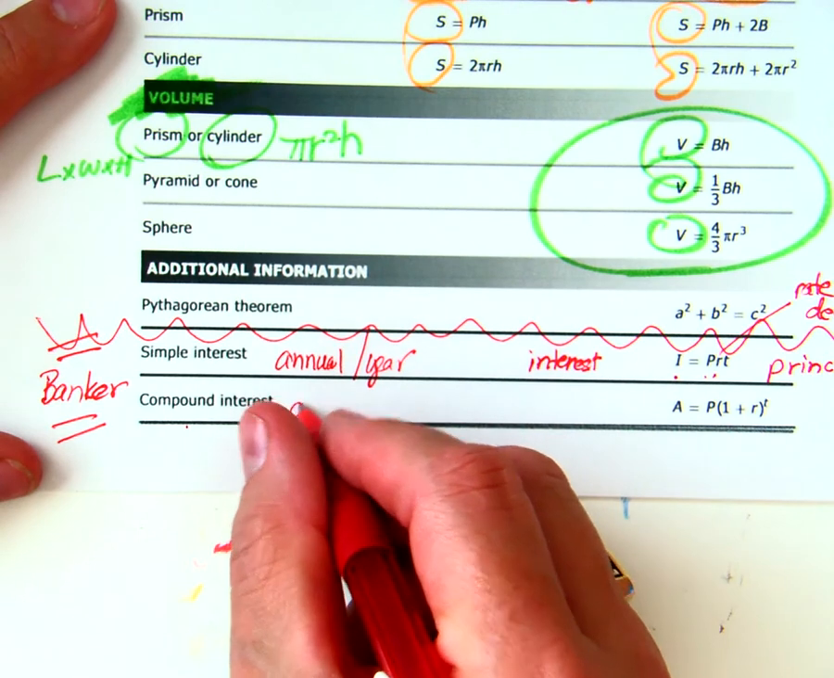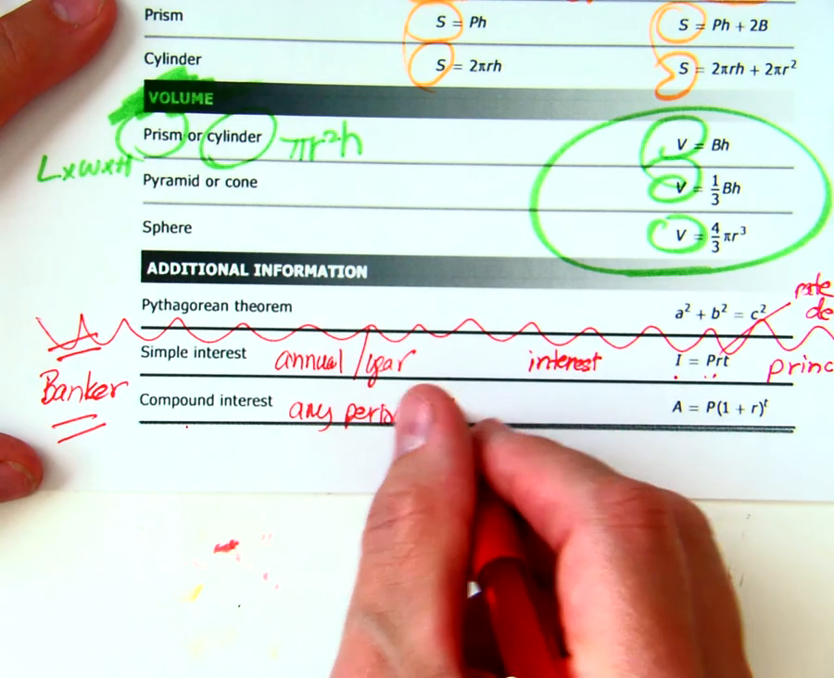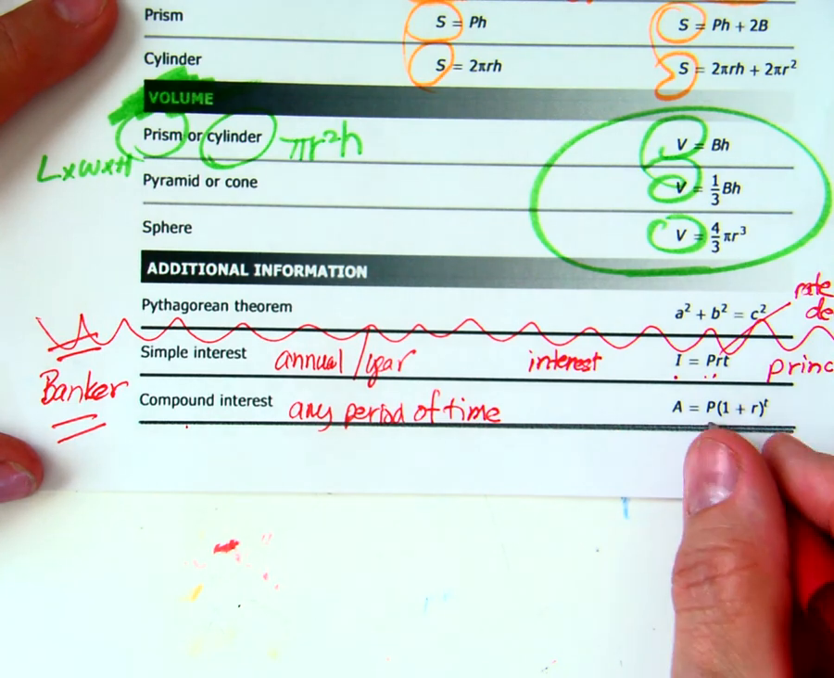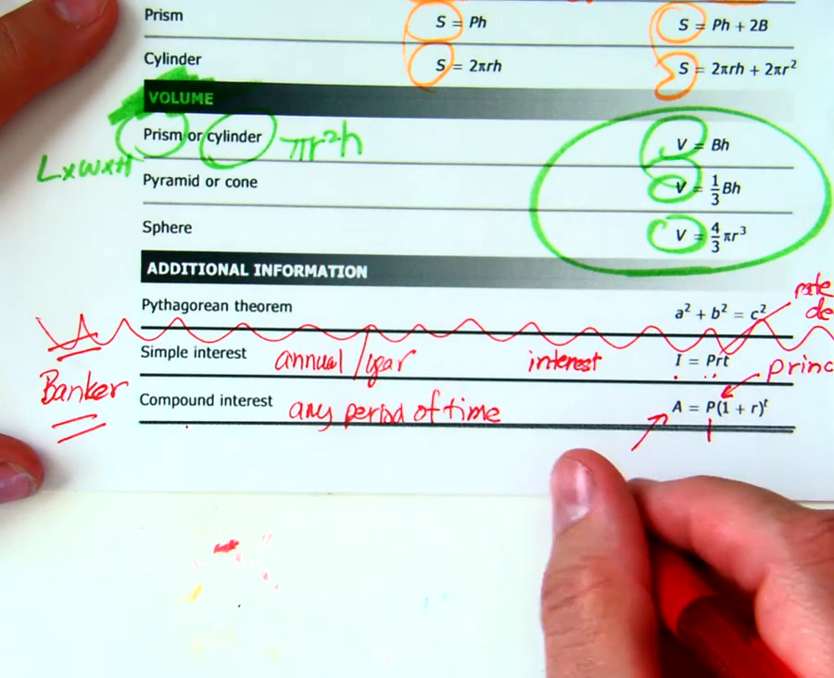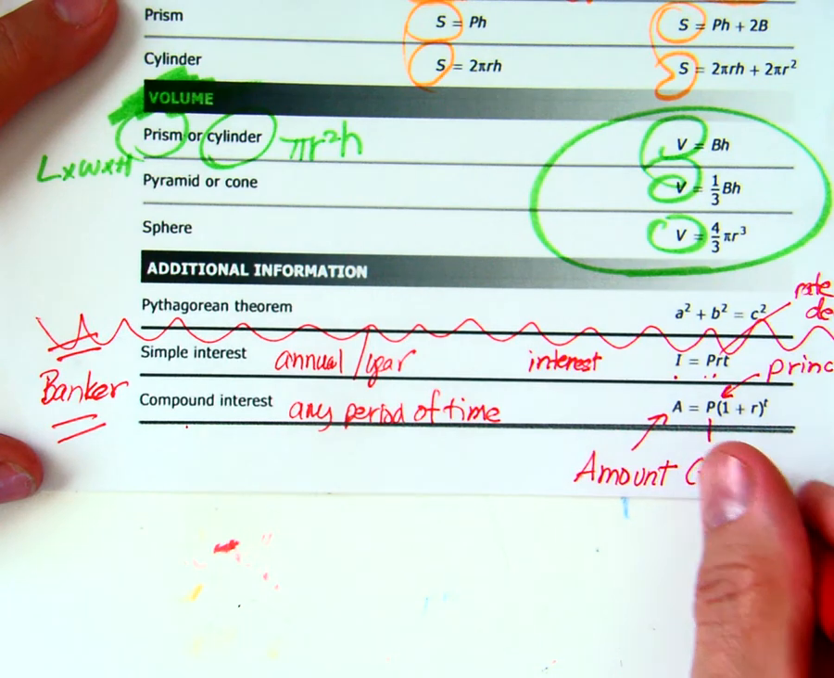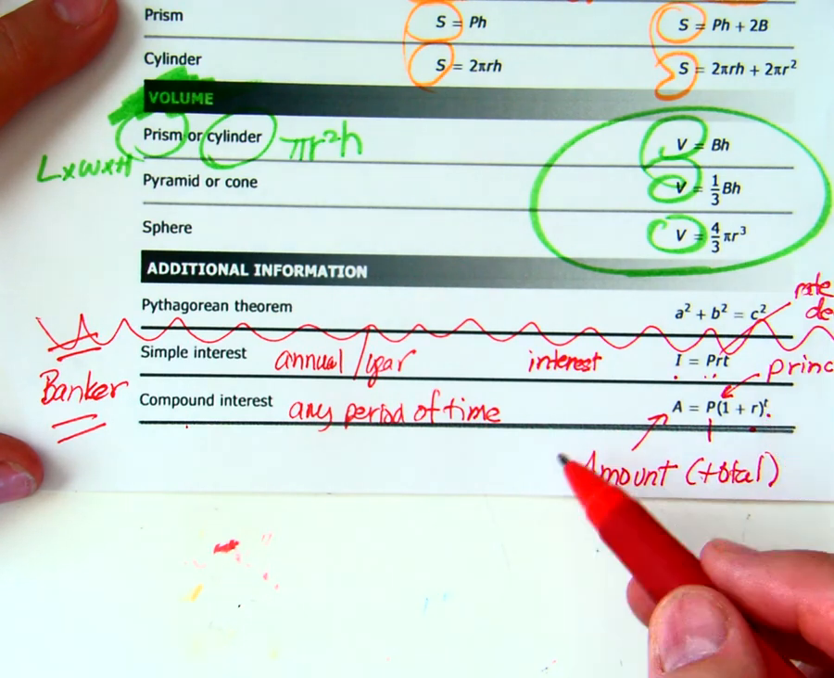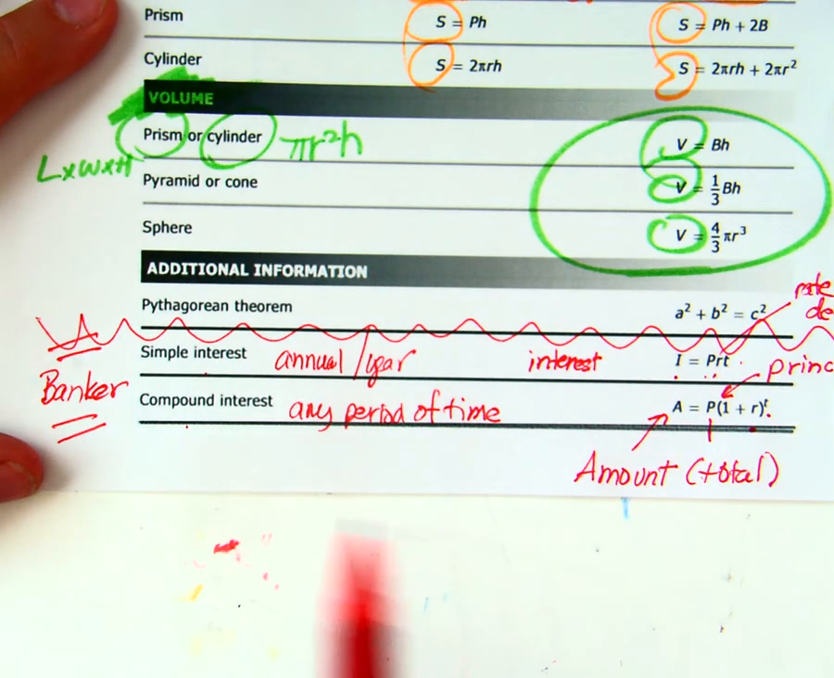Compound interest can be for any period of time, but you have to be consistent. If you use days for one part of it, you've got to use days for all of it. Again, here P is principal. However, A here is not area, it is amount. And it's the total amount. R is the rate, given as a decimal. T is the time in any units. Doesn't matter what the units are. For simple interest, the units need to be years.